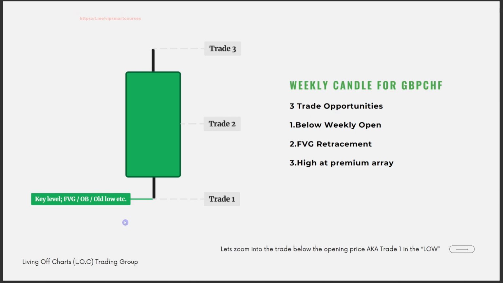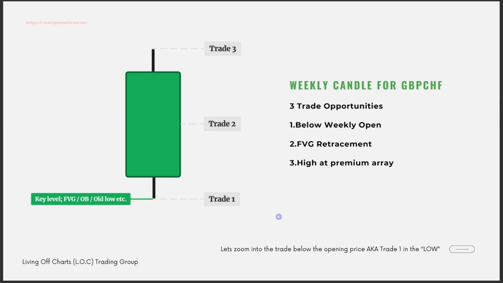So that weekly candle for GBP CHF has 3 trade opportunities. The first one is below the weekly opening candle, like I just showed you, once it hits that daily fair value gap with SMT. That is the first trade opportunity. The next one is in the expansion of this weekly candle, the fair value gap retracement. That is another opportunity. And then the high at the premium array is the third trade opportunity, which is capping the range of the weekly candle and then a slight retracement lower.